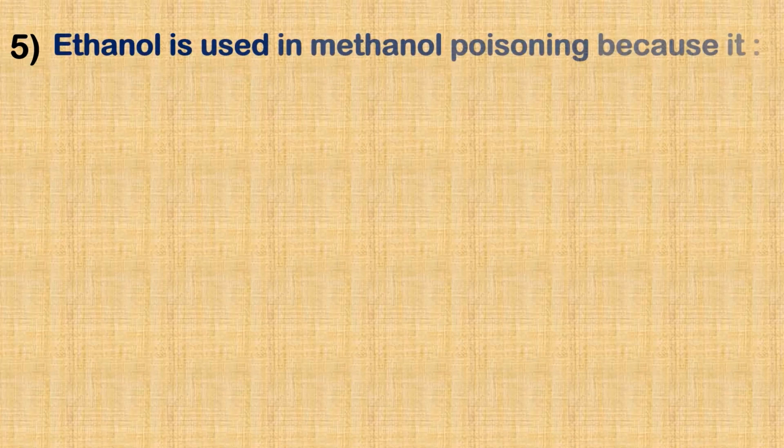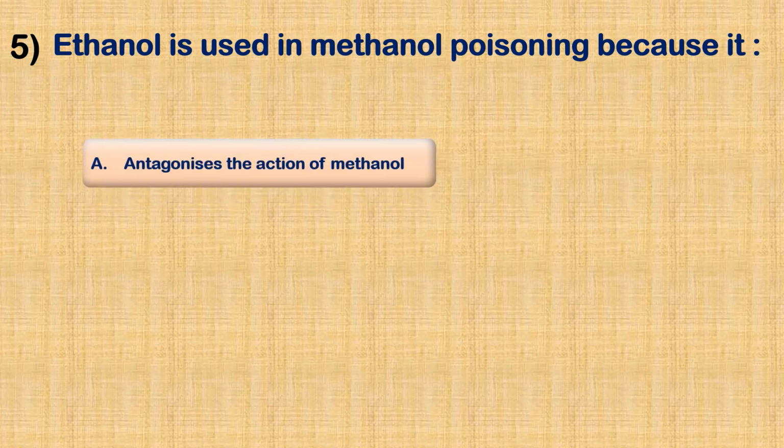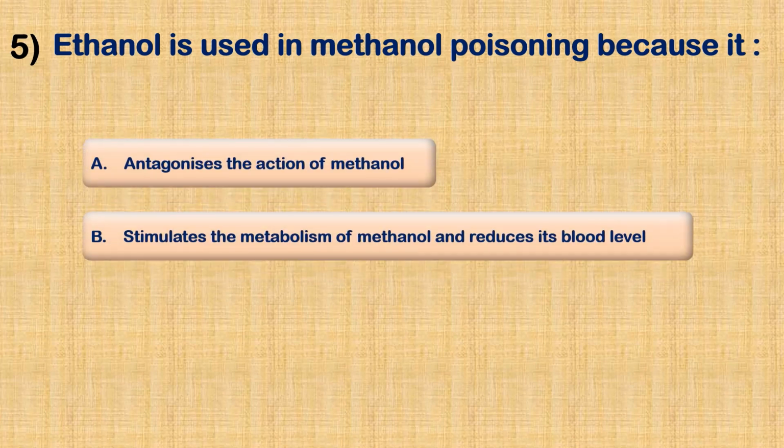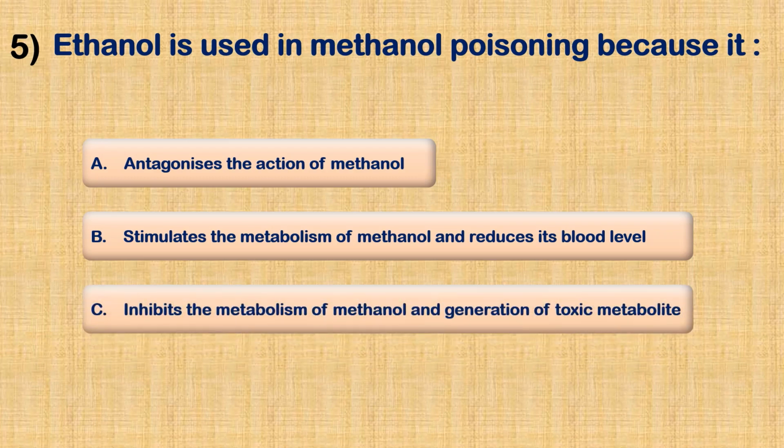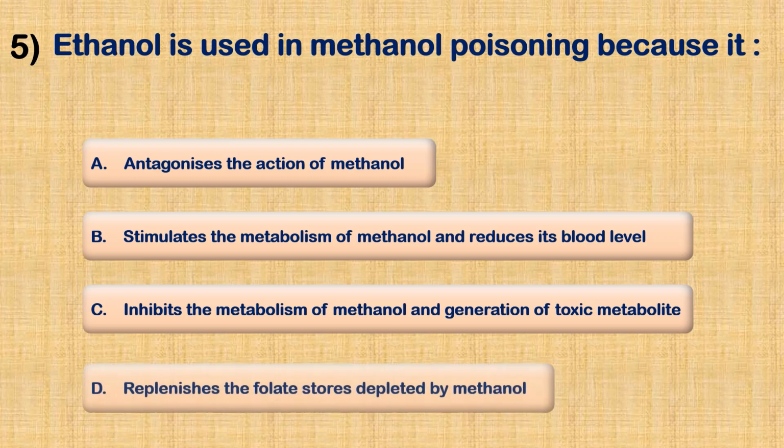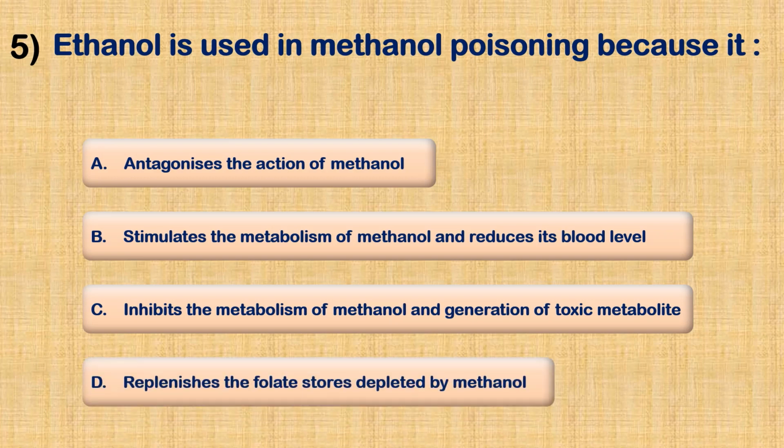So let's see the next question. Ethanol is used in methanol poisoning because, option A, it antagonizes the action of methanol. Option B, stimulates the metabolism of methanol and reduces its blood level. Option C, inhibits the metabolism of methanol and generation of toxic metabolite. And option D, replenishes the folate stores depleted by the methanol. The correct answer is option C, inhibits the metabolism of methanol and generation of toxic metabolite.